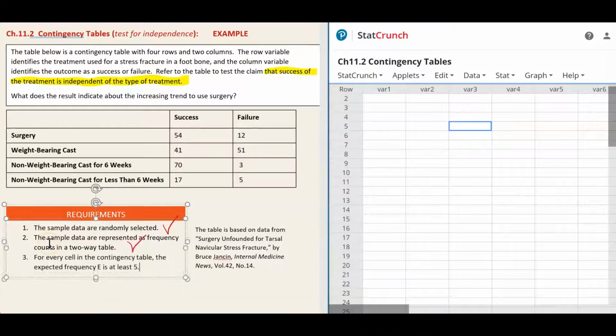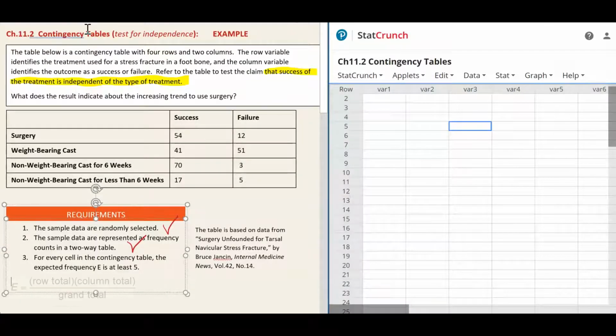And the third requirement, for every cell in the contingency table, the expected frequency E is at least 5. The formula to find the expected frequency is kind of complicated. It involves several steps. First, we need to find the row total, multiply by the column total, then divide by the grand total for each cell. So let me show you how to do it in Excel.